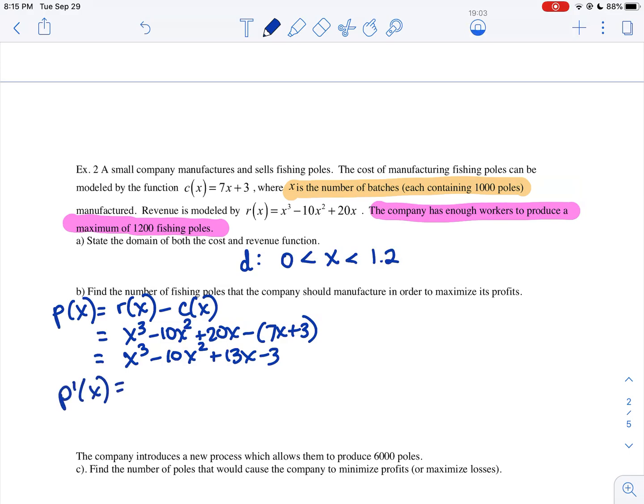Now I'm going to find the derivative. It says 3x squared minus 20x plus 13. All right, this one unfortunately doesn't factor. So what you can do is use Desmos or your graphing calculator and go find the zeros or x-intercepts. Okay, so I used my calculator and I got 0.730 and 5.94.